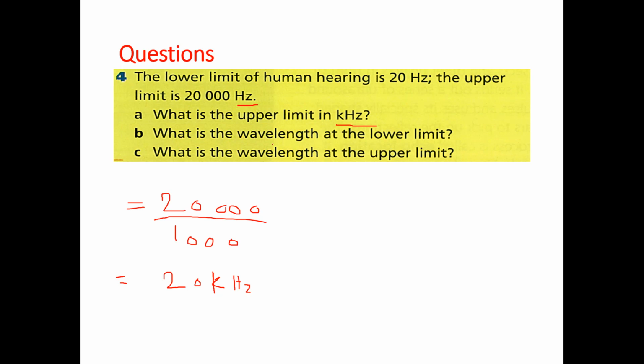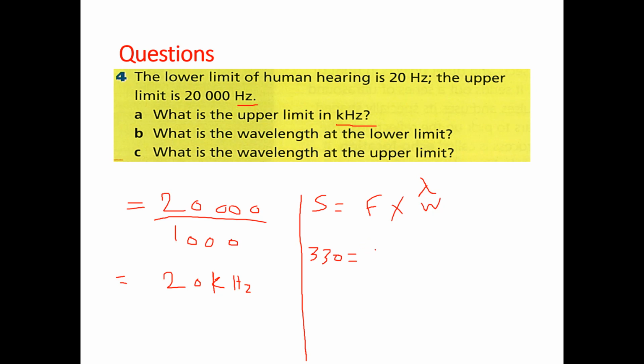B. What is the wavelength at the lower limit? How to find the wavelength? We will use this formula. Speed equals frequency times wavelength. Okay, or we can use this symbol. Now how much is the speed? It's 330. How do we know it's 330? From the beginning they said assume that the speed is 330.